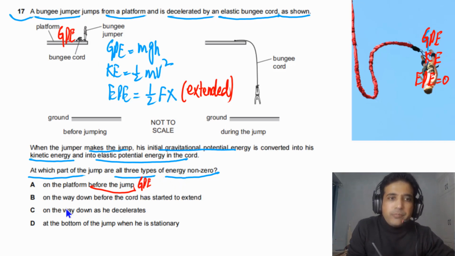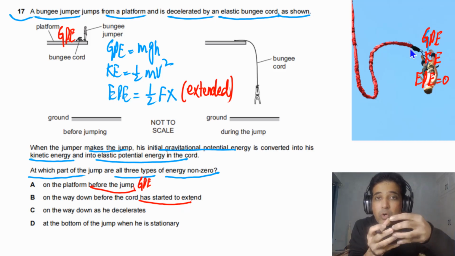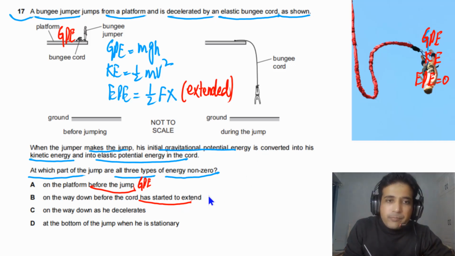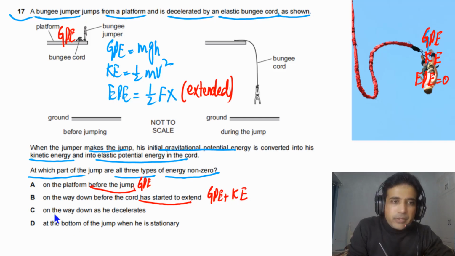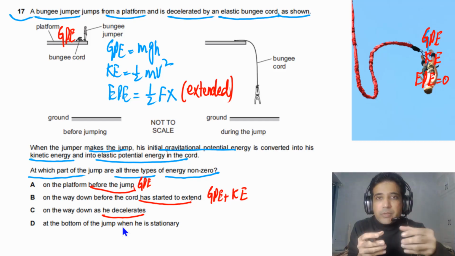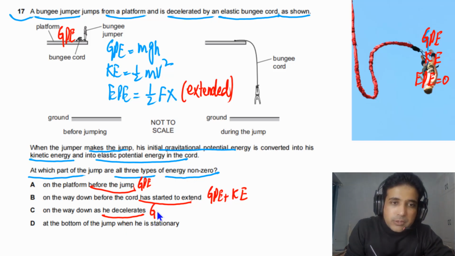On the way down, before the cord has started to extend, this is the scenario when the cord has not been extended. So the person will have GPE plus KE, kinetic energy. On the way down, as he decelerates, meaning the string has been extended, the person will have GPE plus KE plus EPE.